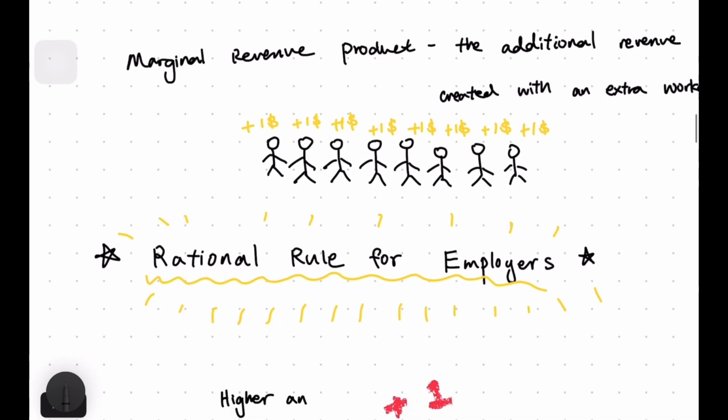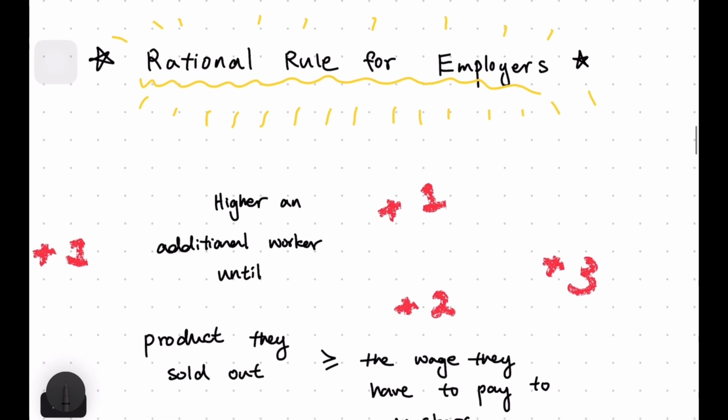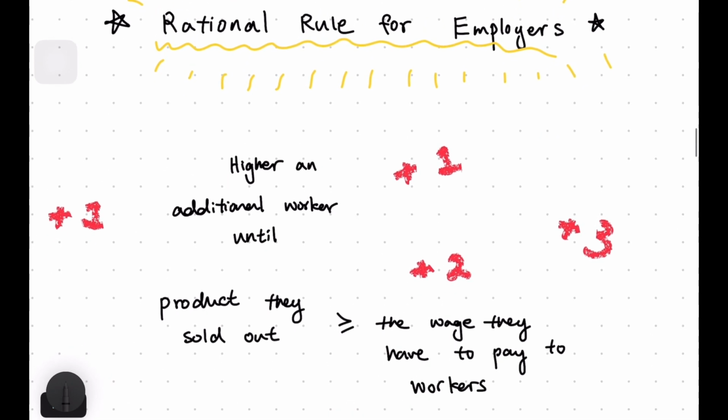A principle in economics suggests that all employers should continue hiring workers until the marginal revenue product of labor is equal to the wage rate paid to those workers. And this rule is called the rational rule for employers.